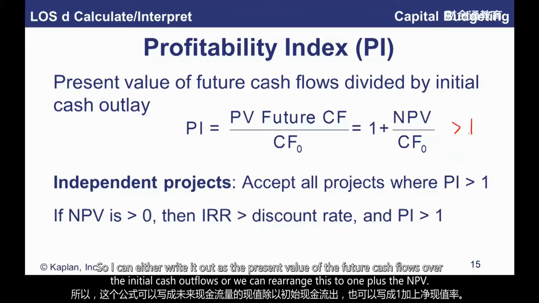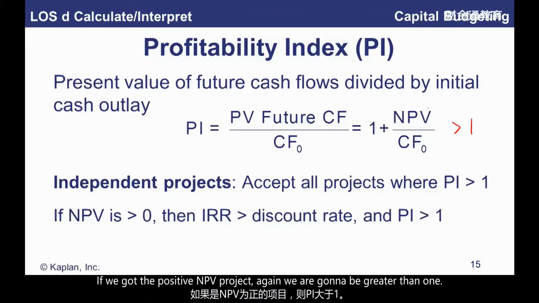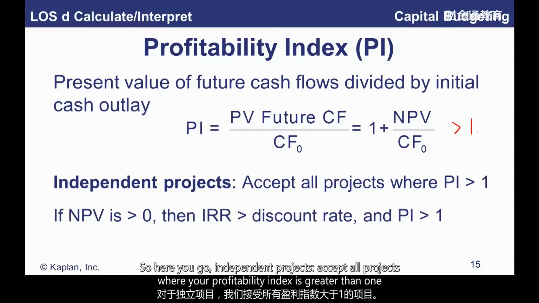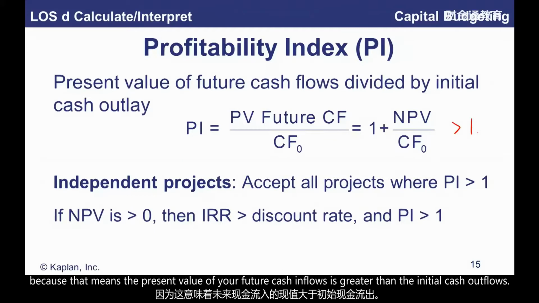I can either write it out as the present value of the future cash flows over the initial cash outflow, or we can rearrange this to 1 plus the NPV. If we've got a positive NPV project, again, we're going to be greater than 1. So for independent projects, accept all projects where your profitability index is greater than 1, because that means the present value of your future cash inflows is greater than the initial cash outflow.